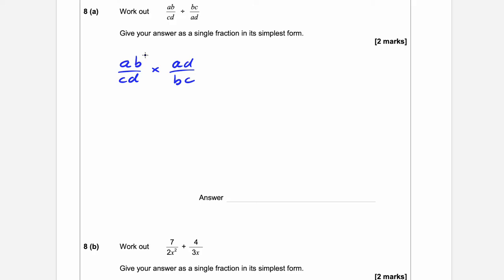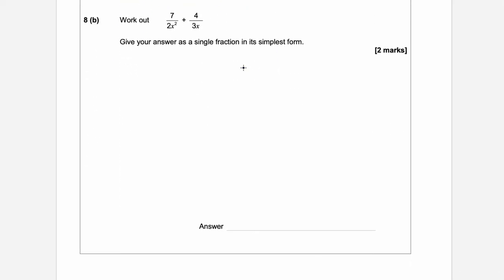The B cancels with the B. And the D cancels with the D. And we're just left with A squared over C squared. And that's it. Part B. Work out this plus this. Okay, fine. Common denominator, guys, I'm going to put it as 6x squared. That's my common denominator, 6x squared.